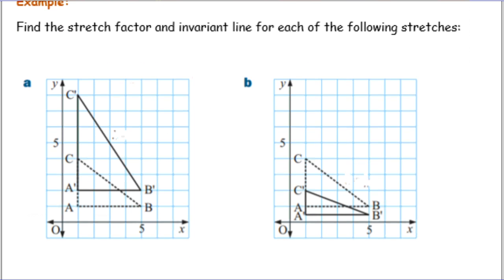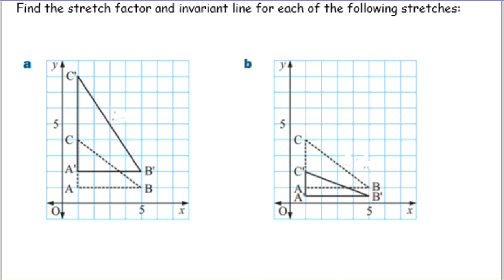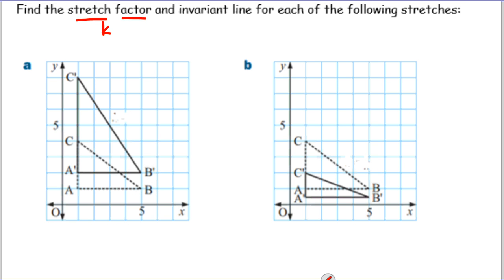So what we're asked to do here, example, find the stretch factor, K, and invariant line for each of the following stretches. Let's see, what was the object? The object, I'll just draw in red, the object was ABC. So here's our lovely little object. And the image is what's left behind. If you want, you can draw that in purple too. Don't have to. Just reminding you that that's how I tend to do it. I might just only draw the object in the middle. So this one is the image, just reminding you, and the red one is the object.